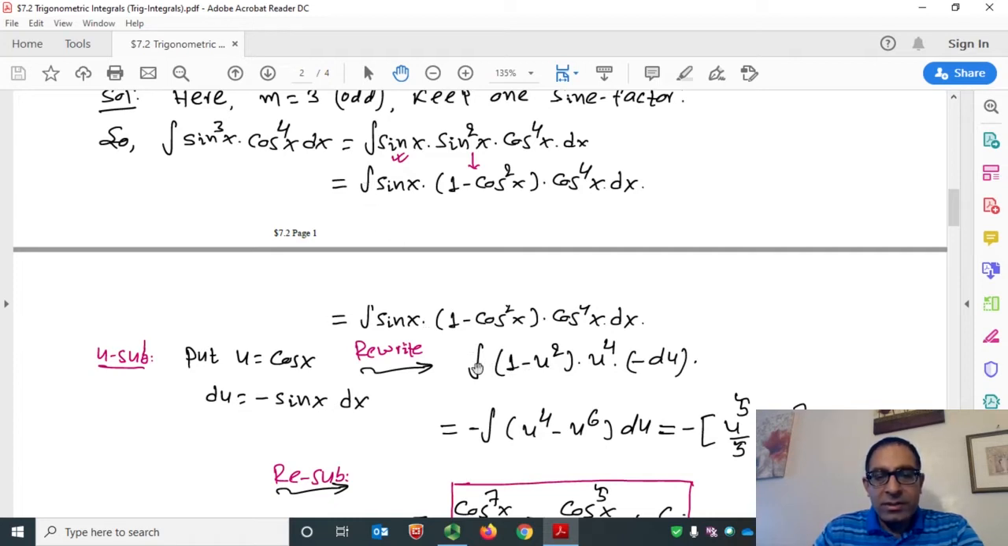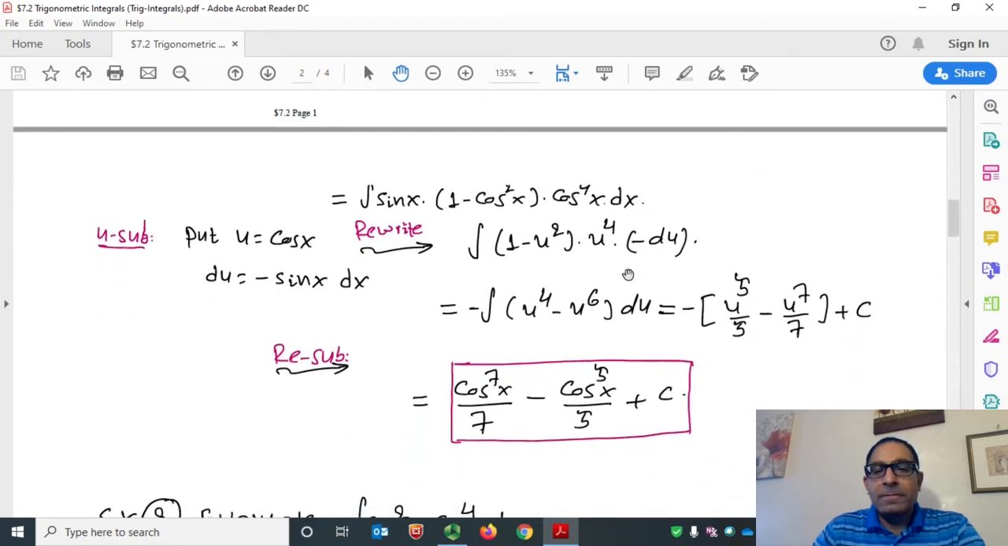So this integral as it is. First, let's put cosine x equals u. So 1 minus u square, then u to the power 4, then sine x times dx. Sine x times dx is negative du. I hope it makes sense to you all. So now our x integral, our trig integral, reduces to the u integral here.